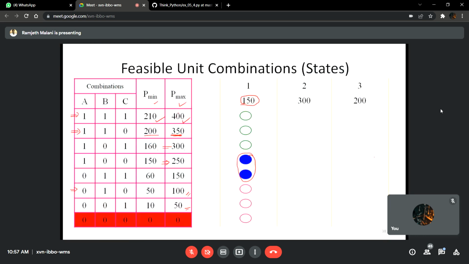Now, sir, with this combination, whether 300 megawatt we will be able to supply. First one? Yes, sir. Second one? Yes, sir. Third one? Yes, sir. Fourth one? No, sir. We won't be able to supply 300 megawatt from that combination. So the feasible combinations are the first three, and the rest are infeasible. So we have 3 feasible states and 3 infeasible states.